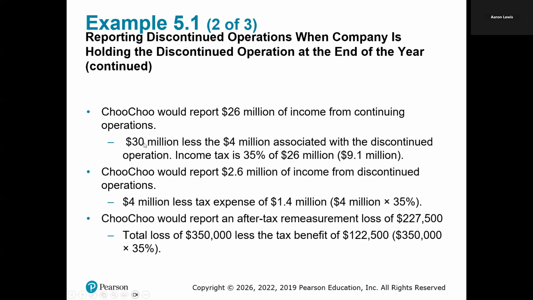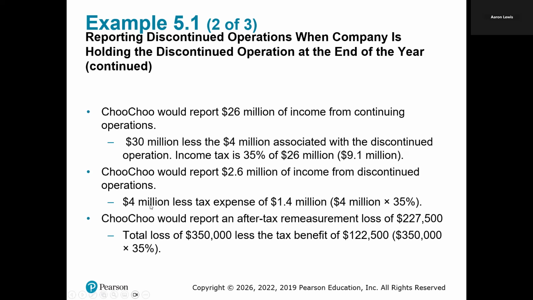Well, if we had 30 million overall in pre-tax income and 4 million of it came from the discontinued operation, well, then we know the other 26 million had to come from income that was part of our continuing business model. That 26 million that we had, if we multiply it by our 35% tax rate, we see that we had to pay $9.1 million in taxes on our income from continuing operations during the period.